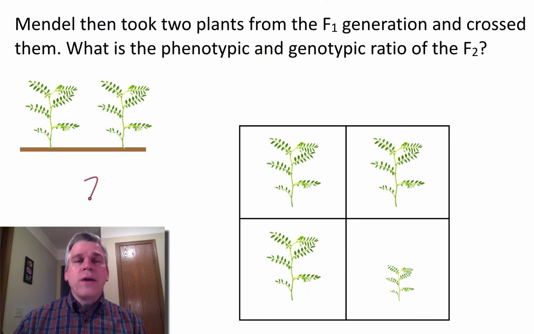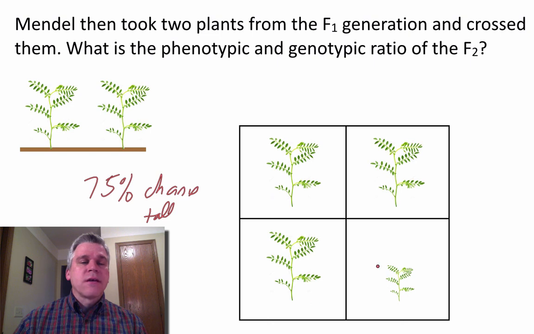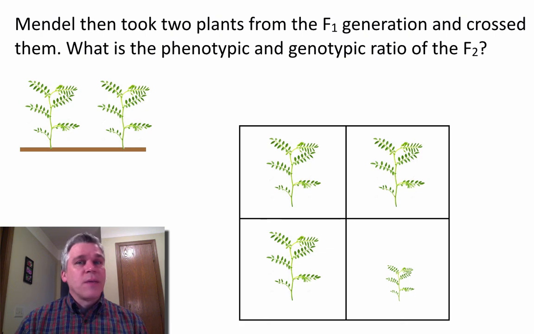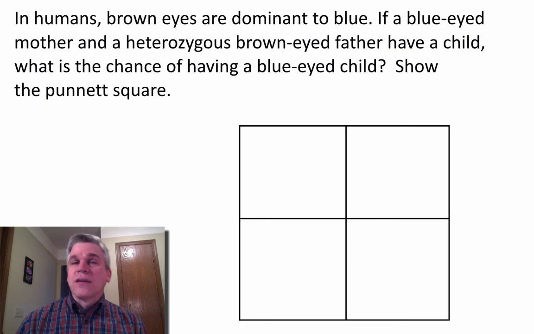Or another way of writing this is to say that of the 4 possibilities, there's a 75% chance of having a tall plant, 25% chance of having a short plant. And in fact, when Mendel grew thousands of these plants, about 75% of them came out tall, 25% came out short. And that's all it is.